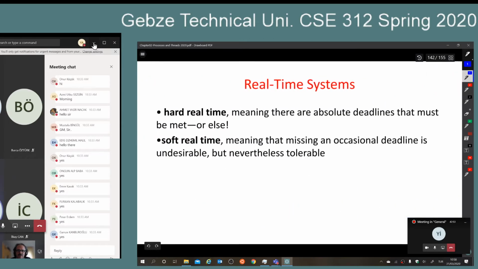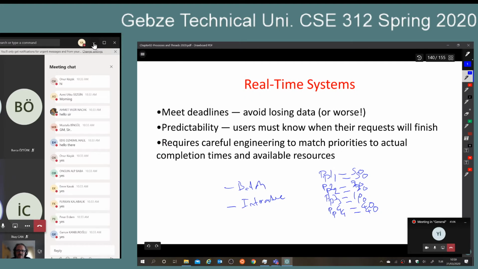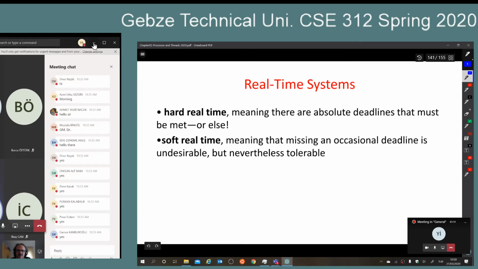Okay, I skipped something here. Real-time systems. These are the two definitions related to real-time systems. People usually use these concepts. Meeting the deadlines is the most important thing. If you miss the deadline, then you are dead. Okay, that's called hard real-time. So there are absolute deadlines that must be met. Otherwise, your real-time system is not a feasible real-time system. I cannot call it a real-time system. It is a serious bug.